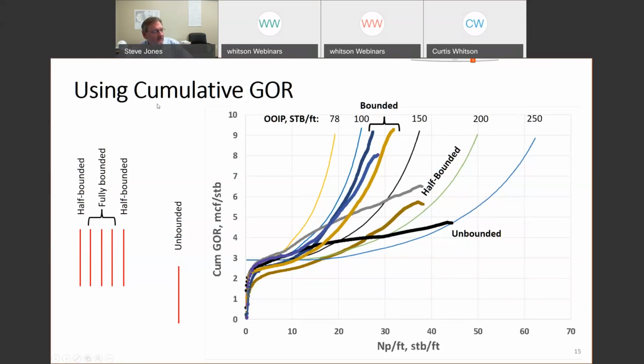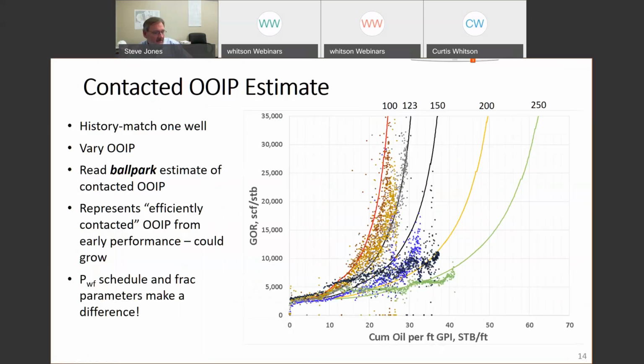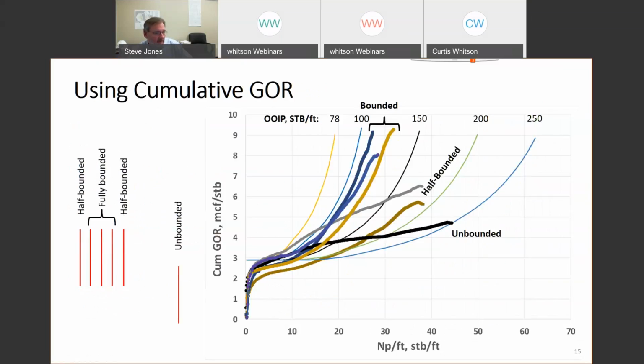When you're dealing with field data, as you can see here, it's very noisy. This is a daily gas-oil ratio here. But you can use a cumulative gas-oil ratio instead, which is simply cumulative gas production divided by cumulative oil production. And that gives you a very smooth curve. But you see the exact same behavior.